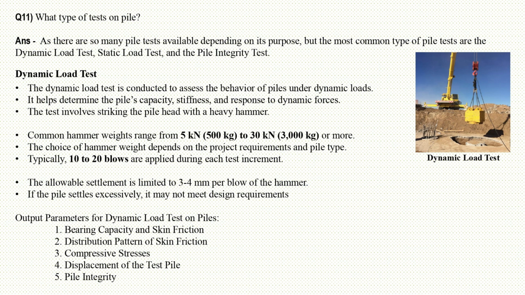Typically, 10 to 20 blows are applied during each test increment. The allowable settlement is limited to 3 to 4 mm per blow of the hammer. If the pile settles excessively, it may not meet design requirements.